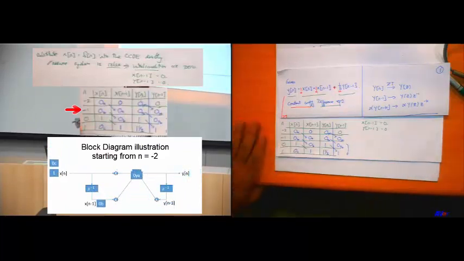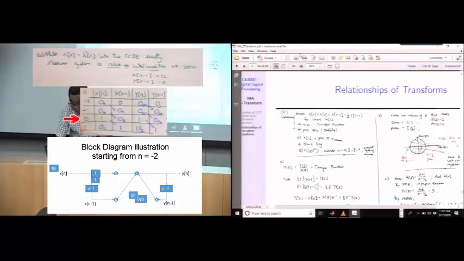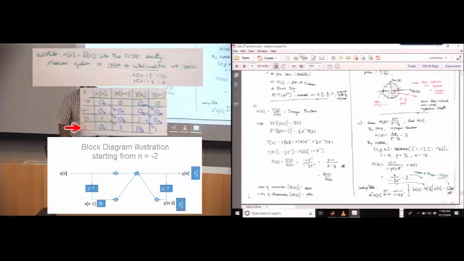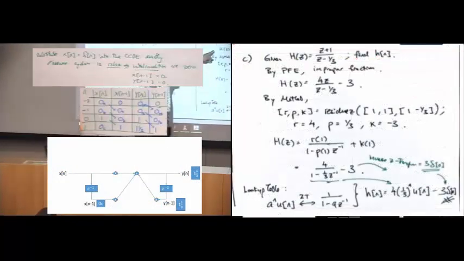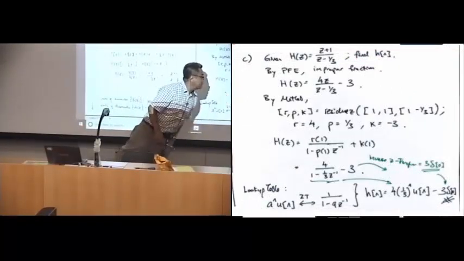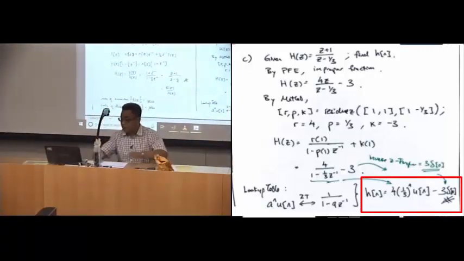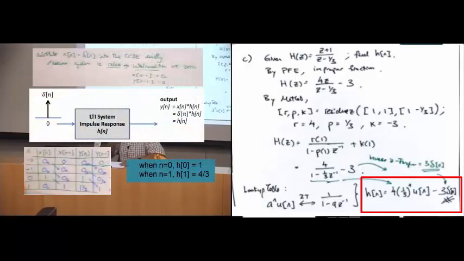So let me see the answer, whether I'm correct or not. In my lecture notes, I give you the closed form solution. Is it correct? So I give you the closed form solution, h of n. So our friend says that the equation is h of n equals 4 times 1 third to the n, u of n, minus 3 delta n. Answer is 4 minus 3 is 1, correct? Second one, 4 times 1 third, 4 over 3, correct.